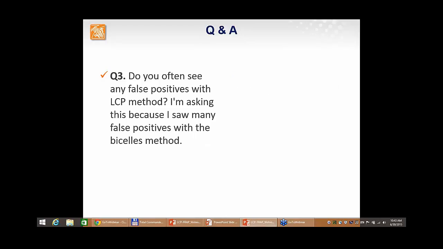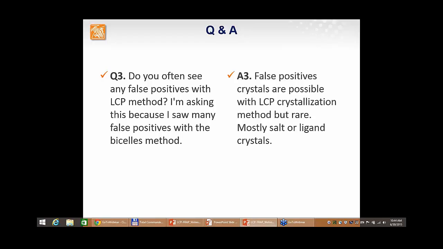Question number 3, do you often see any false positives with LCP method? I'm asking this because there are so many false positives with the BICEL method. So this is related not to probably LCP FRAP assay, but to crystallization in lipidic phase and false positive crystals. And indeed with BICELs, it's very common to get lots of false positive crystals of detergents or lipids. In LCP, false positive crystals are also possible. However, they're fairly rare.